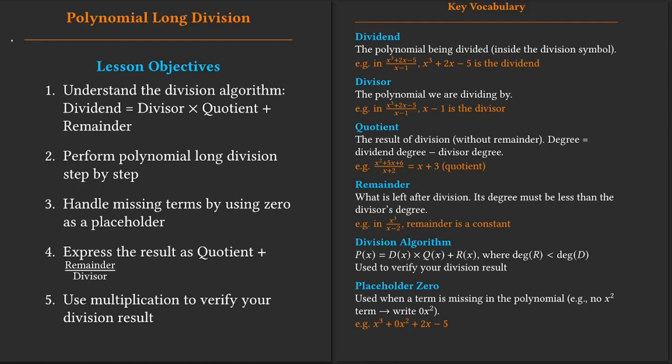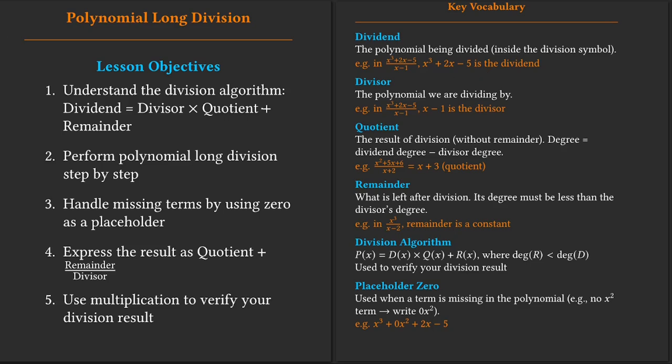In this lesson, we are looking at polynomial long division. By the end of this lesson, you should understand the division algorithm to be able to perform polynomial long division step by step. To be able to handle missing terms by using 0 as placeholder, then express the results as quotient plus remainder over divisor. After all this, you should also be able to use multiplication to verify your answer.